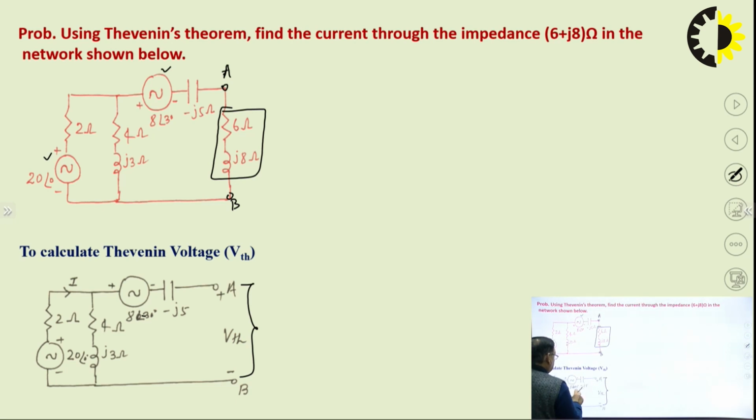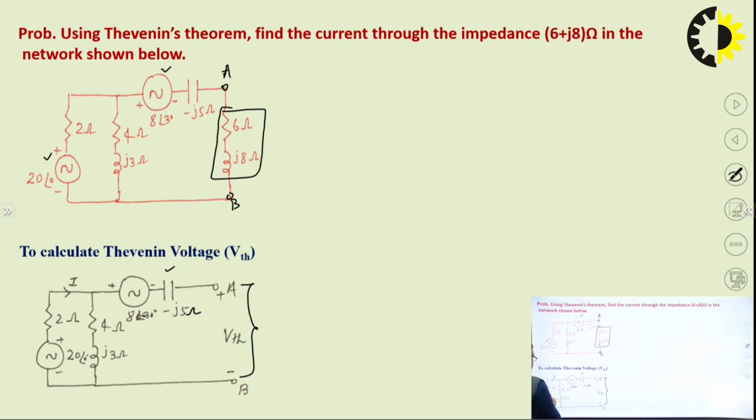Then we know that this is open. So, there is no voltage across this minus j5 ohm capacitive impedance. There is no current through this, so voltage is 0. There is no voltage drop across this. So, if we move here, we only get this voltage. So, if we find the voltage across this, we can apply Kirchhoff's voltage law and get the voltage VTH.